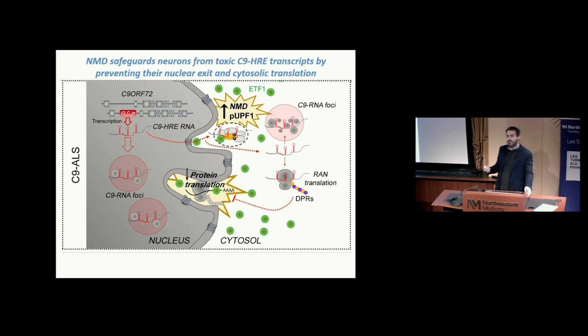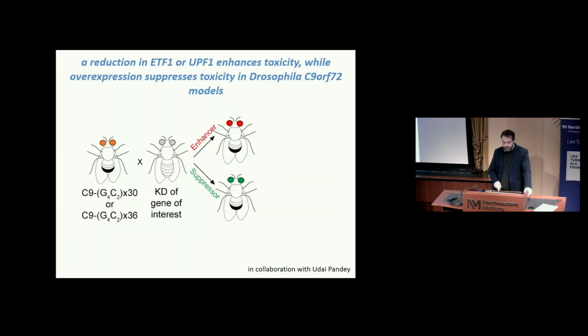Now, to validate this model in an in vivo intact nervous system, we collaborated with Uday Pandey's lab, and we went to these beautiful fly models that Uday has developed. So these flies either express 30 or 36 repeats of C9ORF72 specifically in their eyes. And what you can do with this, as Uday nicely explained, is manipulate your gene of interest, either overexpress it or knock it down, and by reading off the effects on the toxicity in the fly eye, you can understand whether there's a genetic interaction.